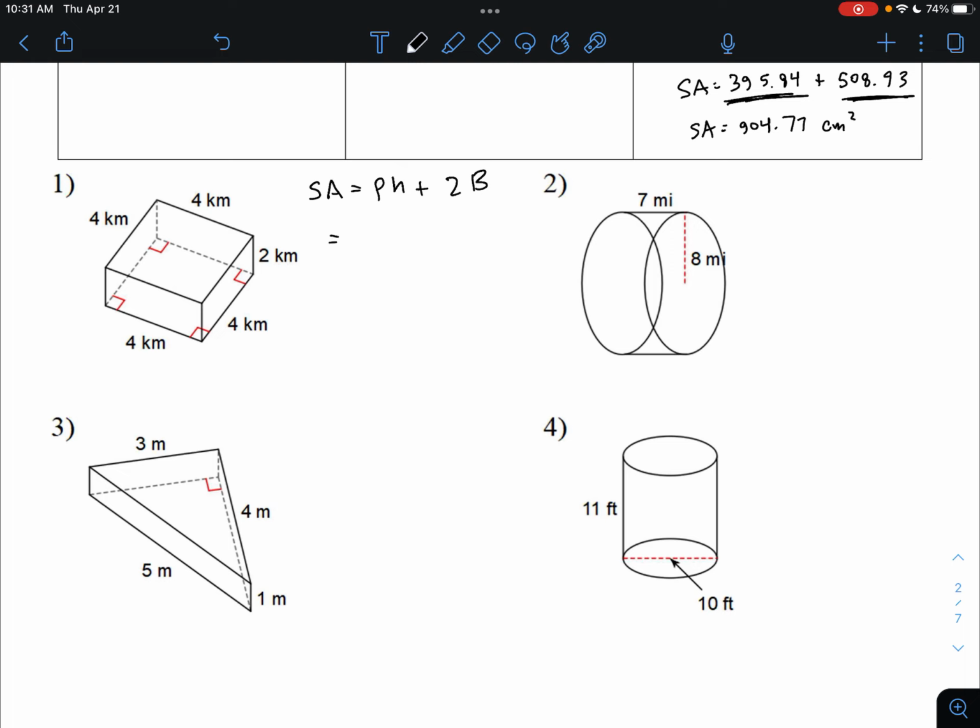Our perimeter is something we need to find, and our base area is something we need to find. Now, this side is 4 and this side is 4, which tells us that this is a square. So the perimeter is all 4 of these 4s added together. 4 plus 4 plus 4 plus 4, which is 16.